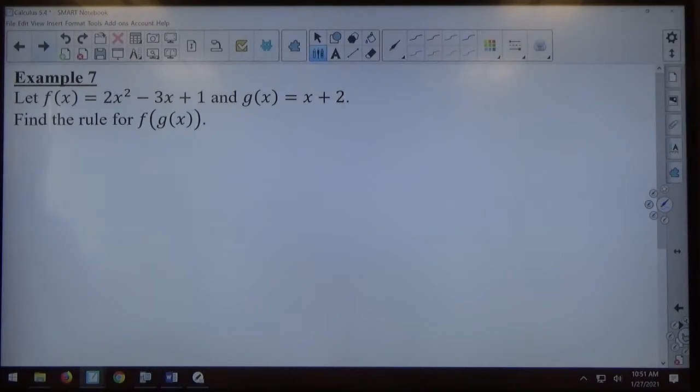So our last one, you're not going to like this one as much because it's abstract, but this is to find the rule for f of g of x. Okay? So just like when we did addition, subtraction, multiplication, division of functions, we had to not only find the rule but also state a domain. We need to do the same thing for this.